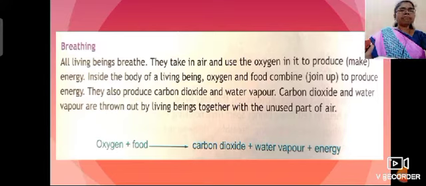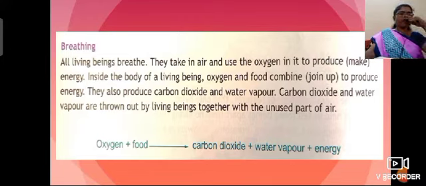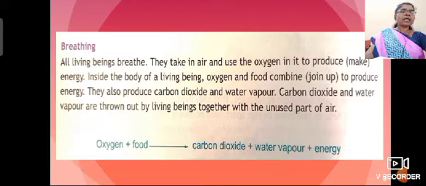All living beings breathe. Okay, you can close your mouth and keep your finger under your nose and you can feel the air comes out and you can feel the hot air that comes out from your nose, isn't it? So they take in air and use the oxygen in it to produce energy. Okay, we take oxygen to produce energy.